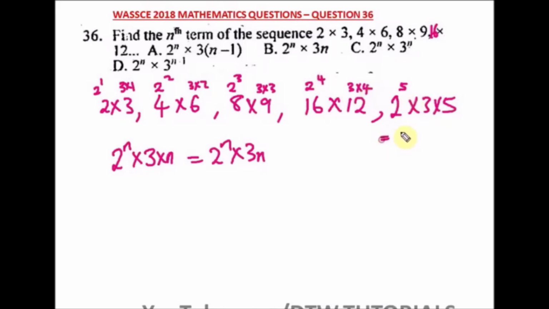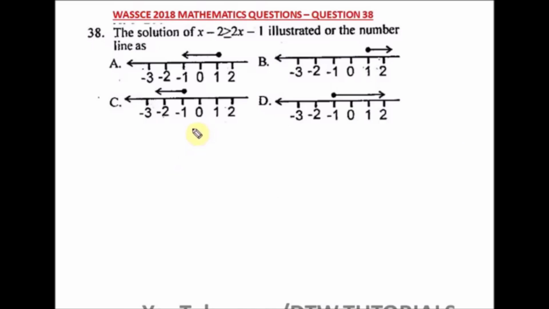So what will this give us? This will give us 32 times 15. Is that not it? So this pattern is the correct formula to find the nth term of this sequence. Okay, so where's the right option here? Our right option is option B. Question 38 of the WASSCE 2018 Mathematics Past Question.